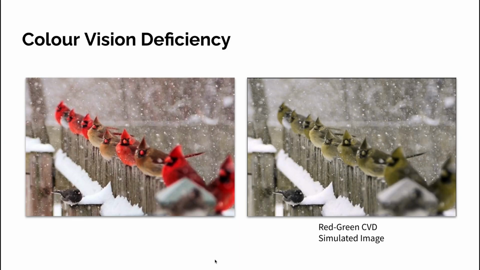Colour Vision Deficiency, or CVD, affects roughly 5% of the population in some form. The most common type of colour vision deficiency is red-green CVD. The image on the right illustrates how individuals with red-green colour vision deficiency have difficulty distinguishing the red male cardinals from the brown female cardinals, due to this distinction being highly reliant on colour.